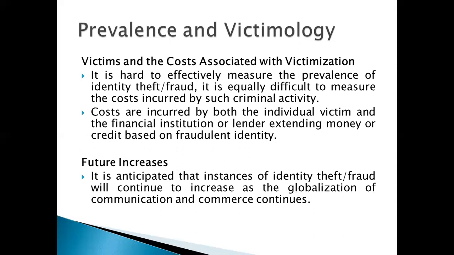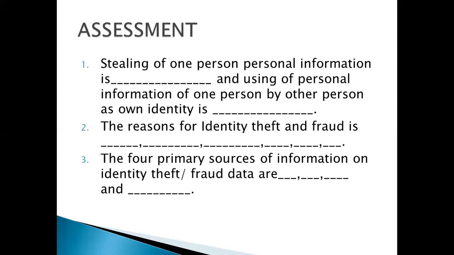Next is victims and cost associated with victimization. We cannot predict how much cost will be incurred in identifying the criminal activity. The cost includes both the individual person as well as the financial institution. Next is future increases. Identity theft and identity fraud are increasing day by day, so in future it will increase further. So this is about identity theft and identity fraud. We have seen today what identity theft is, what identity fraud is, the difference between them, the typologies used in identity theft, and the last one, prevalence and victimology.